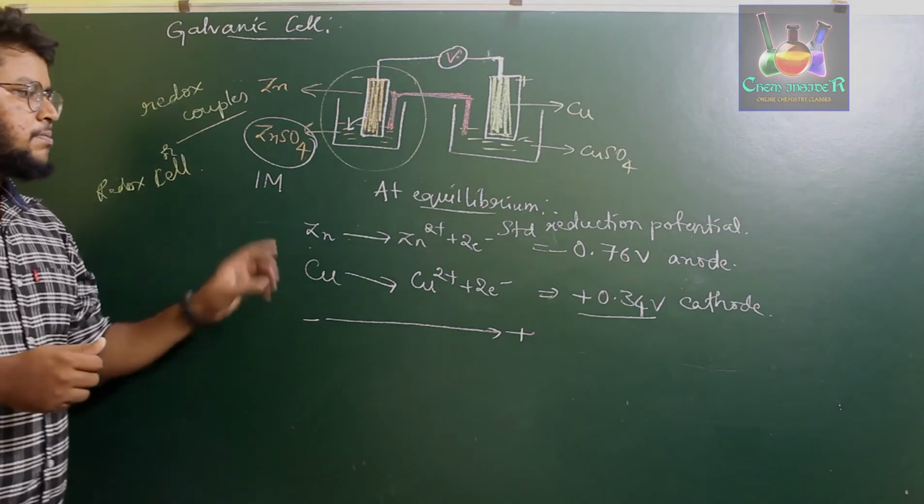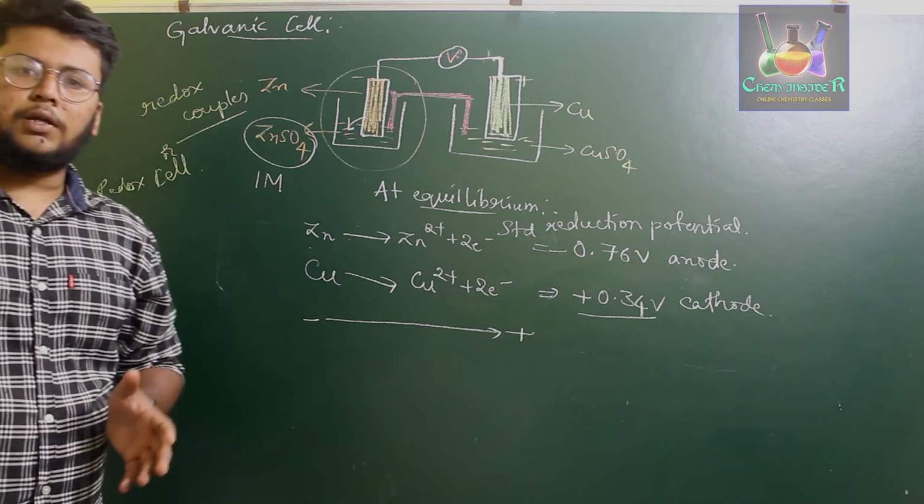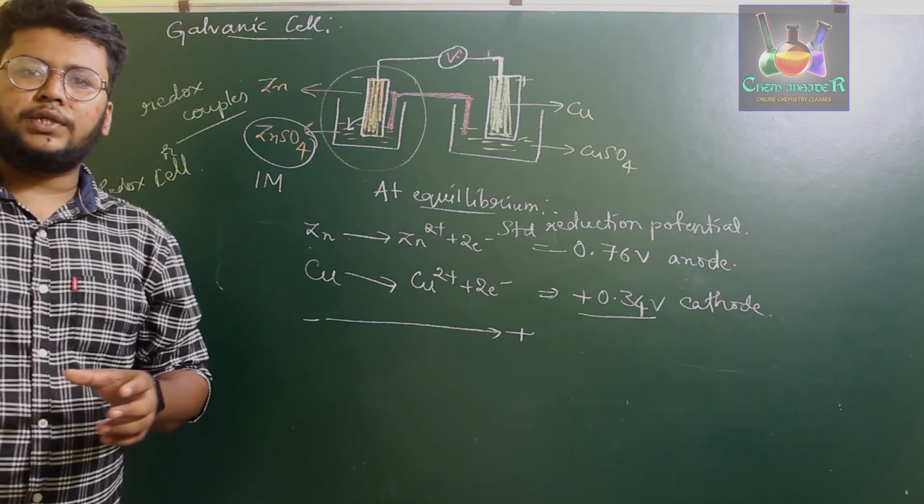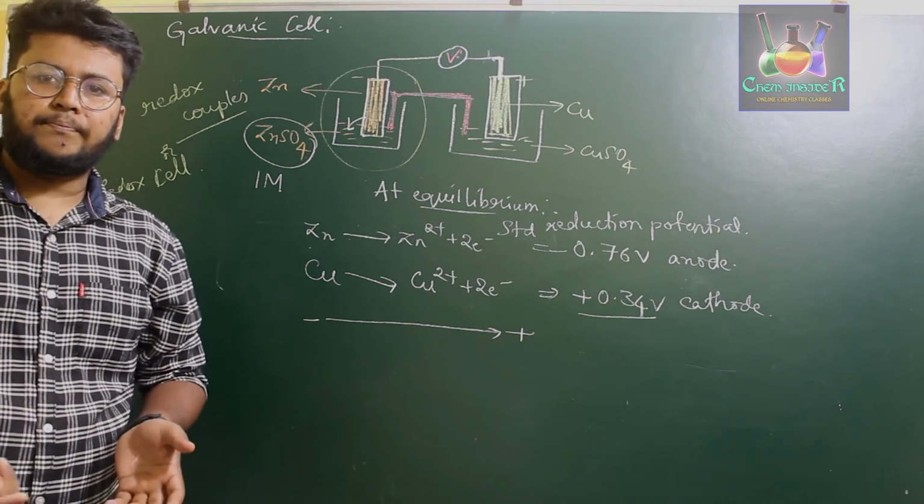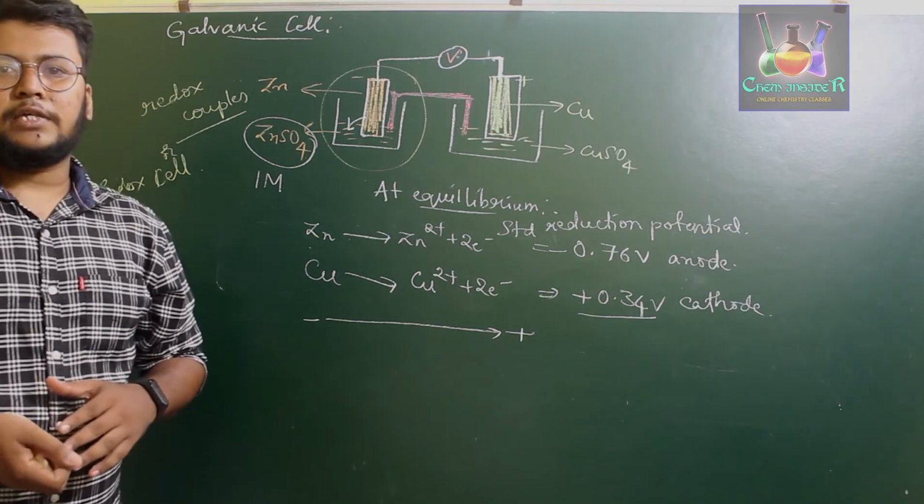Using these half cell reactions, we can create innumerable half cells. And when you connect the anode of one half cell with the cathode of the other half cell, we can create a new Daniell cell. That is what we are going to explain in this galvanic cell explanation.